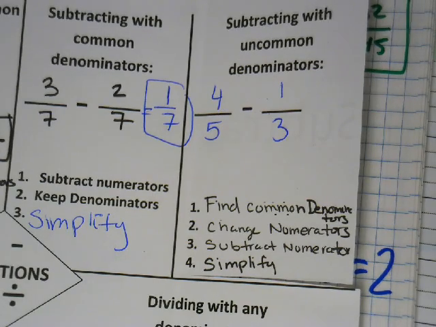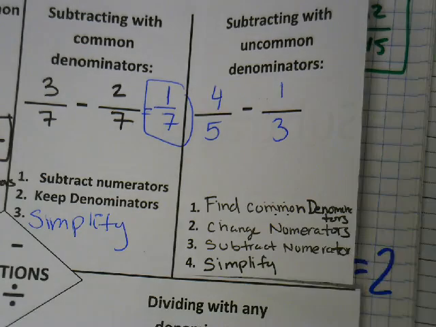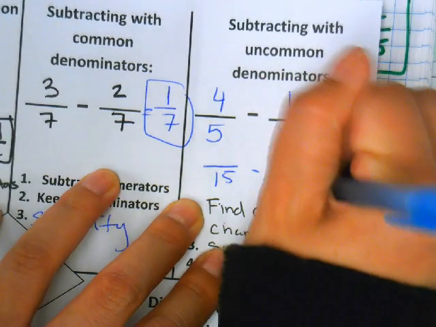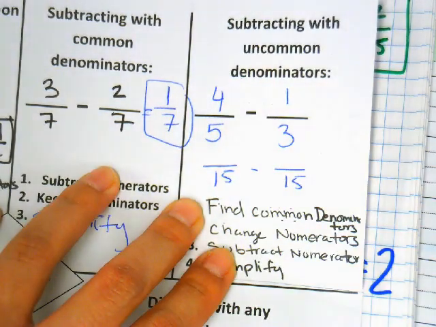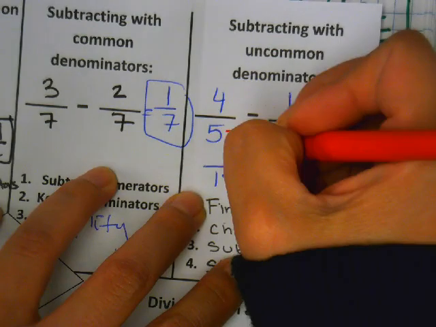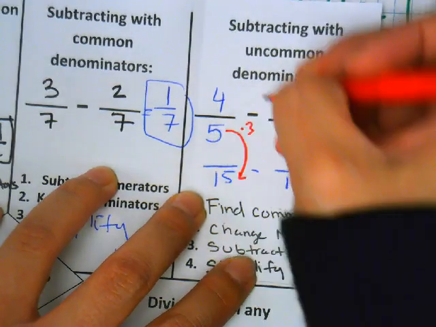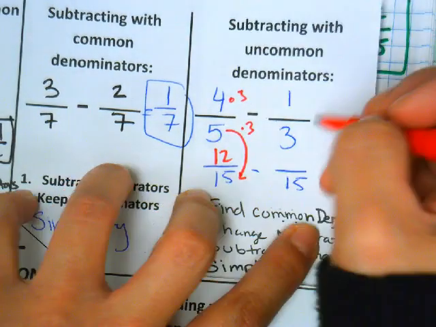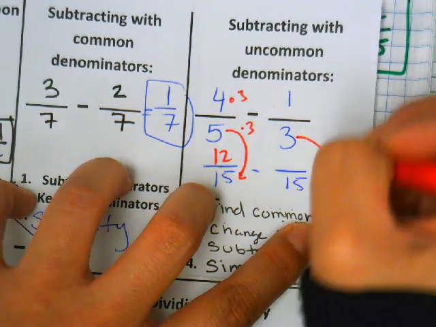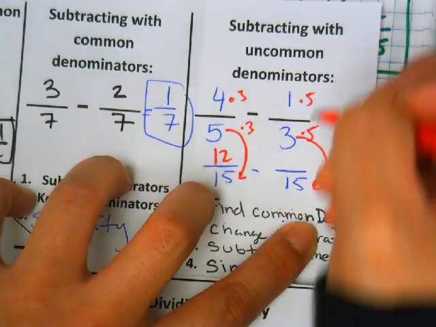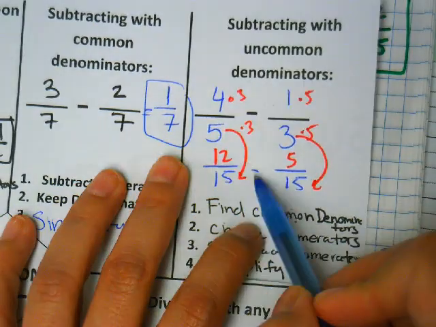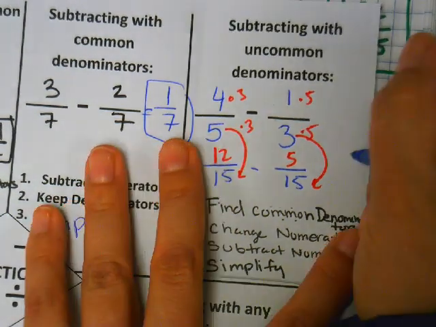All right. What's our common denominator? 15. Common denominator is 15. Then you ask yourself, what did you multiply 5 by to get to 15? 3. Times 3, so you multiply the top by 3. What's 4 times 3? 12. Then what did I multiply 3 by to get to 15? 5. So multiply the top by 5, I get 5. All right, then you subtract 12 minus 5.